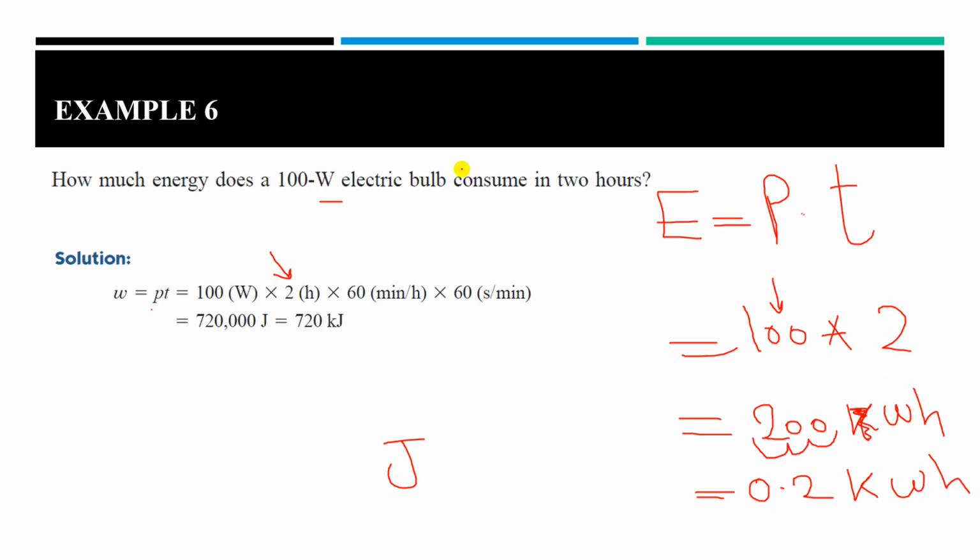So in this case, you will convert the 2 hours into seconds by multiplying this by 3,600, or 60 multiplied by 60. Okay, so you will have 720,000 joule or 720 kilojoule. Okay, so this is similar to this one, no difference, except that this one is kilojoule and this one is kilowatt hour, as you would like.